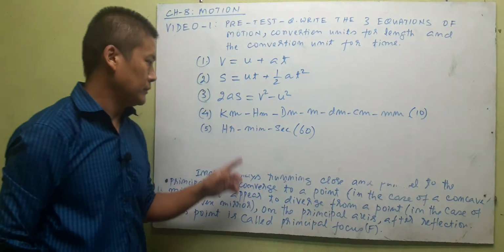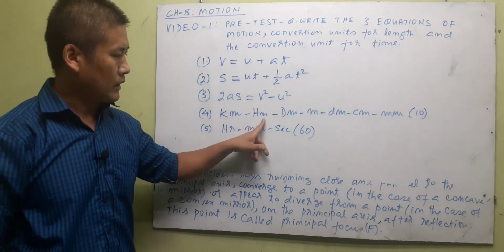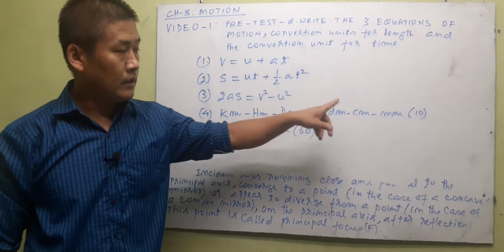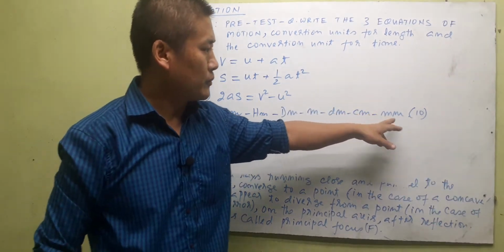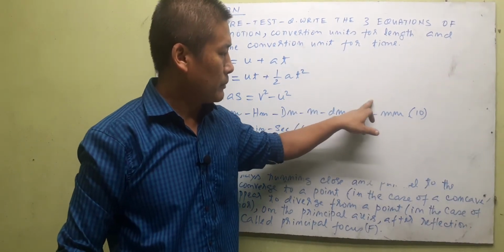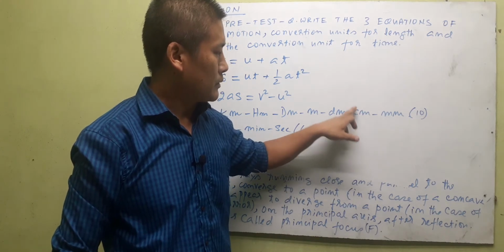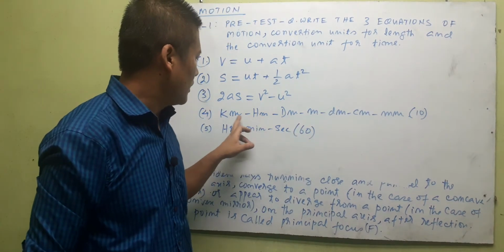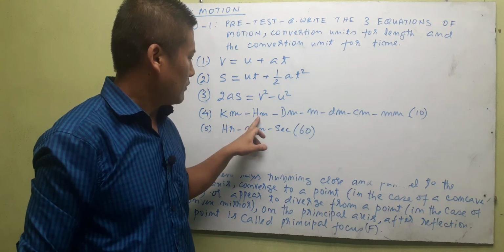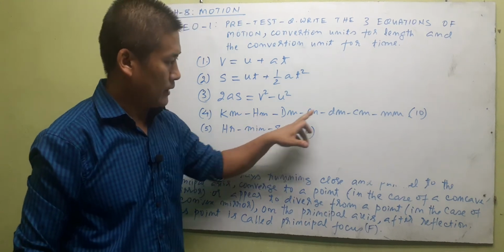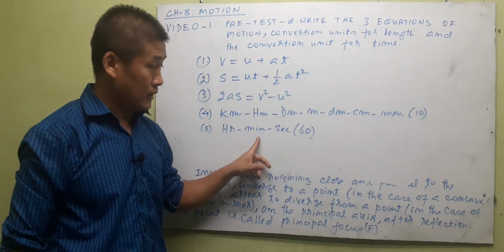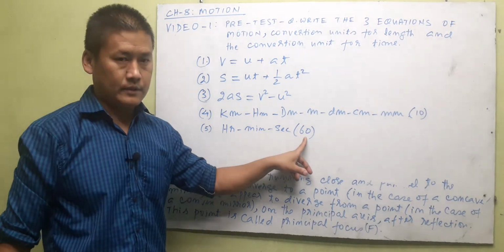What do we mean by that? 1 kilometer is 10 hectometer. 1 hectometer is 10 decameter. 10 is the factor. If you're going from small to big, 1 millimeter is 1 by 10 centimeter, and 1 centimeter is 1 by 10 decimeter. If you move from big to small, 1 kilometer is 10 hectometer, and so on, by 10. Here 1 hour is 60 minutes, and 1 minute is 60 seconds. That's why the factor is 60.